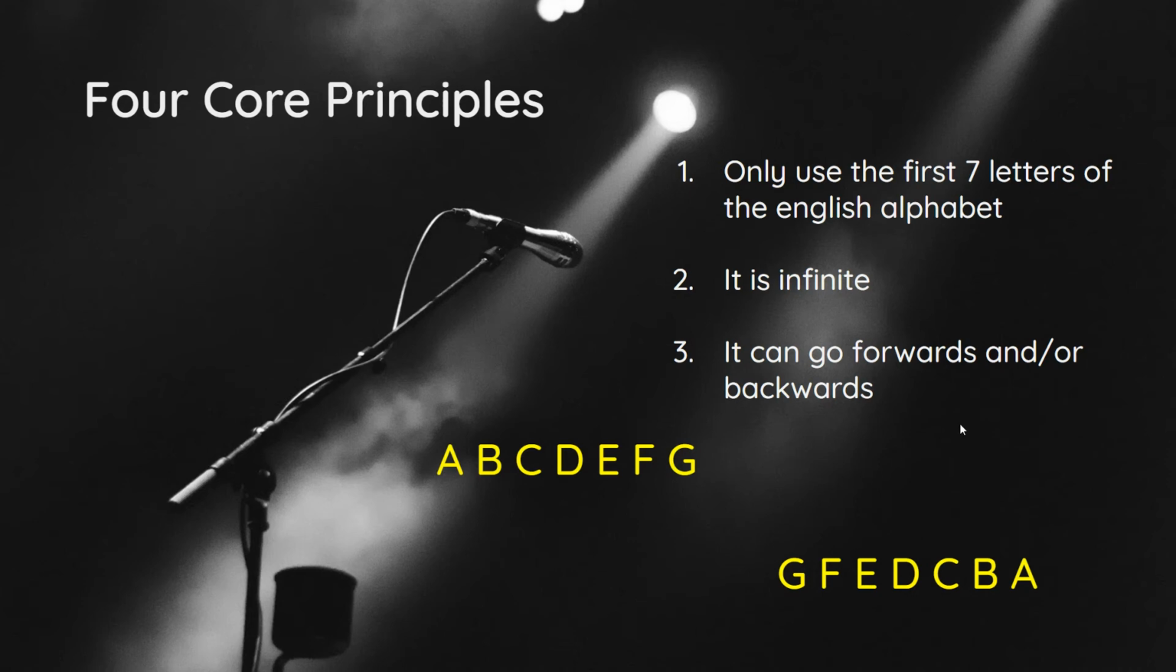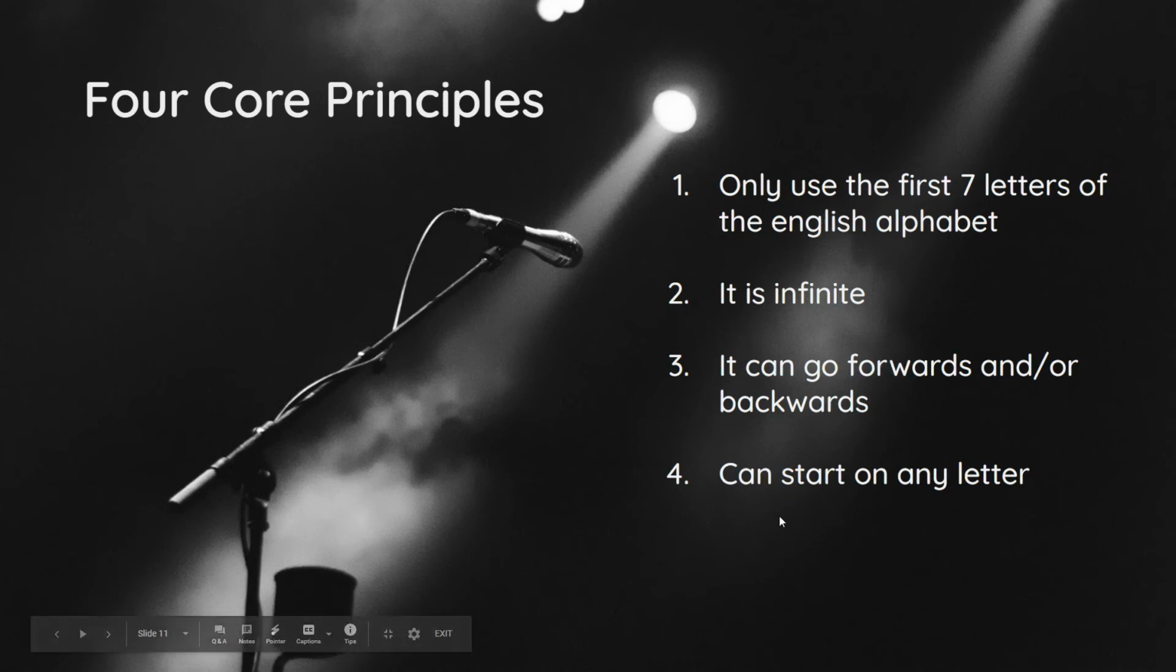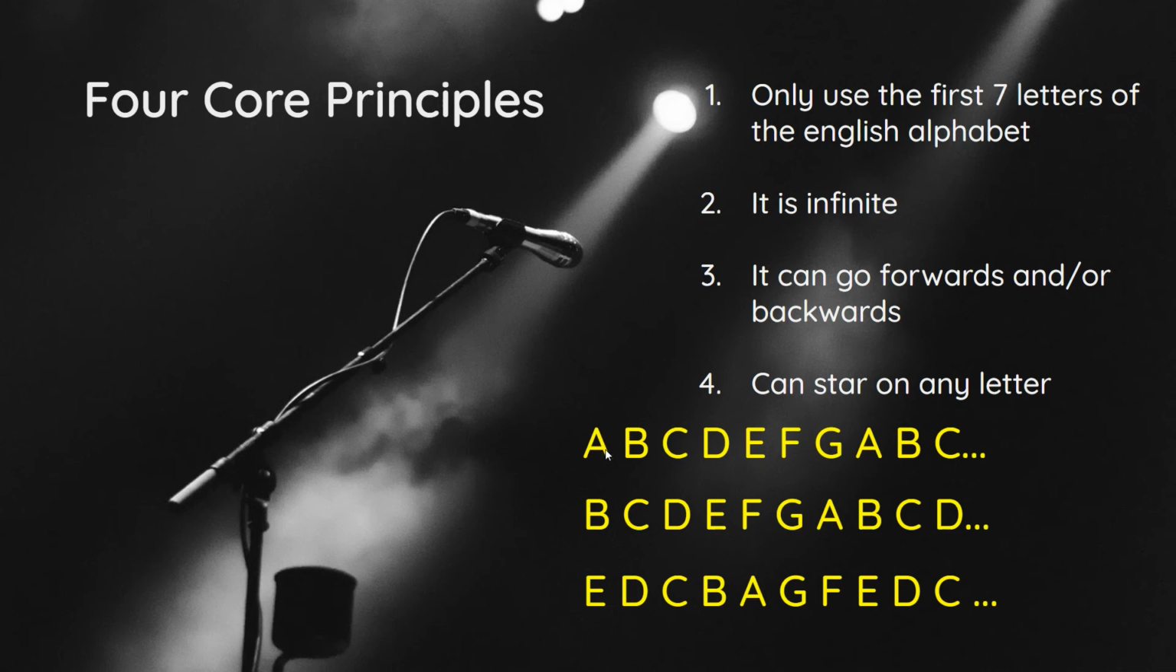Okay, now let's go to the fourth principle, and this is the last one, is that it can start on any letter. So that means that we can start on A, B, C, D, E, F, G. We can start on A, or we can start on B, or we can even start on E and go backwards. E, D, C, B, A, G, F, E, D, C. Okay, so I highly recommend that you practice reciting the musical alphabet forwards and backwards and starting on every single letter. In reality, there's only 7 letters, so it doesn't take that long.